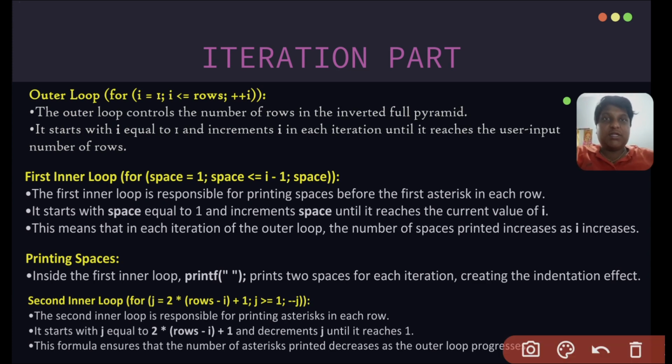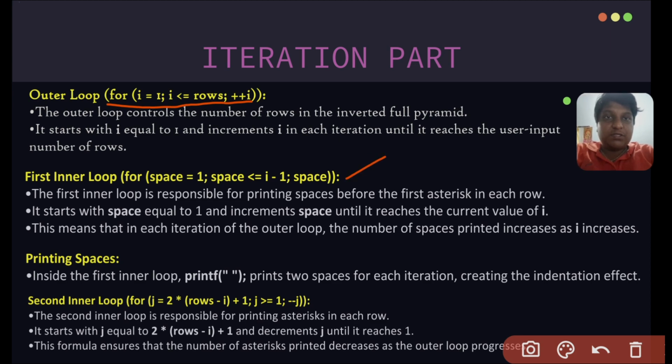Further discussing the iteration part, the outer loop, for (i = 1; i <= rows; i++), controls the number of rows in the inverted full pyramid. It starts with i equal to 1 and increments in each iteration until it reaches the user input number of rows. Then comes the first inner loop.